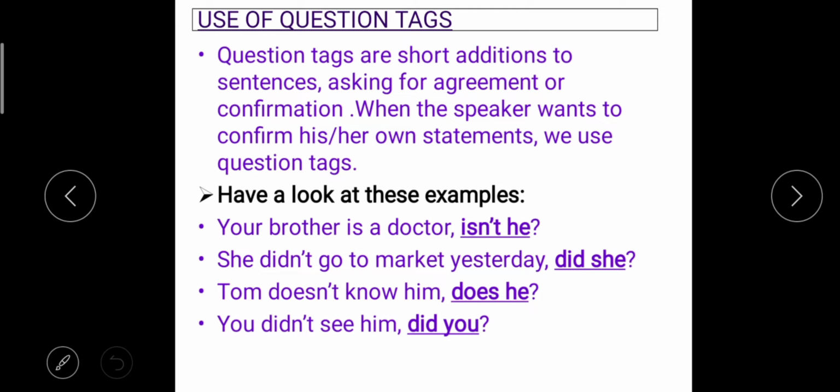Actually, the one thing that you all must have noticed here: look at the first sentence, your brother is a doctor. Next one, she didn't go to market yesterday. The first statement is positive, and the question tag used here is negative. In the next one, the sentence is negative and the question tag is affirmative. It means one thing is very clear: when the statement is positive, the question tag is negative, and when the statement is negative, the question tag is positive. So there are certain rules for it.